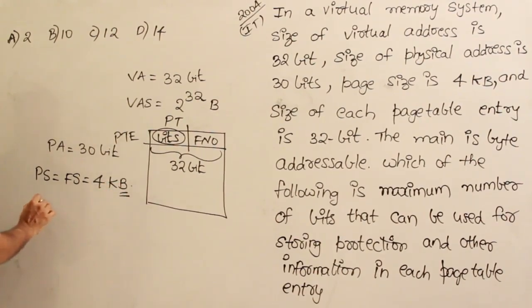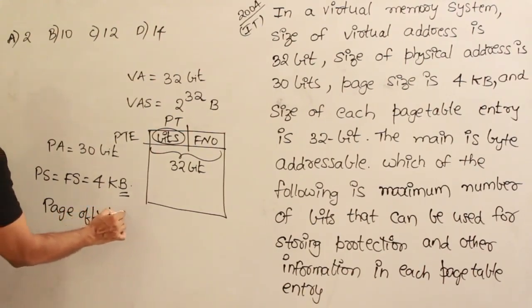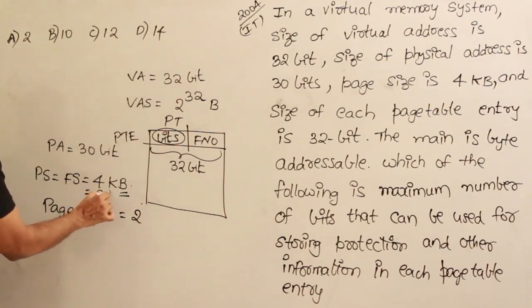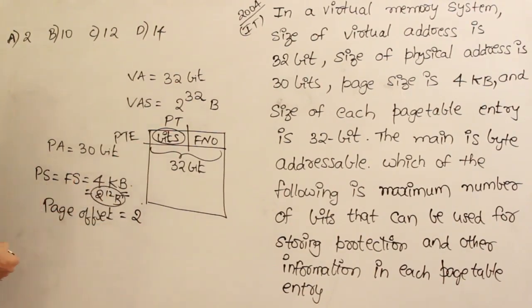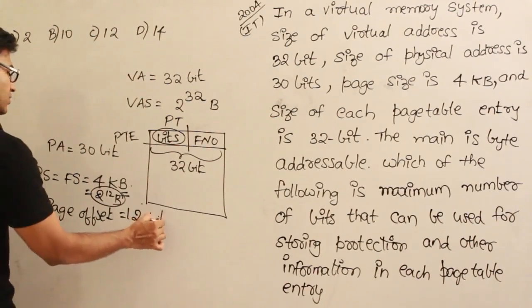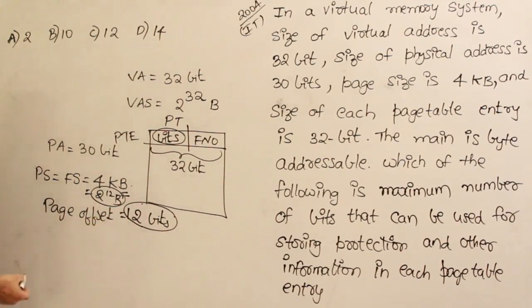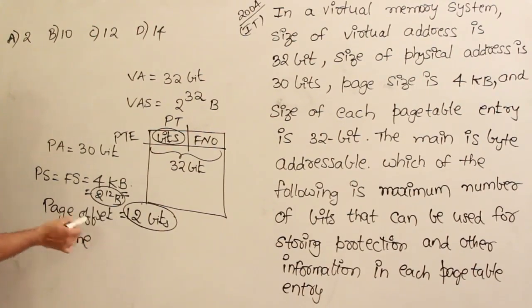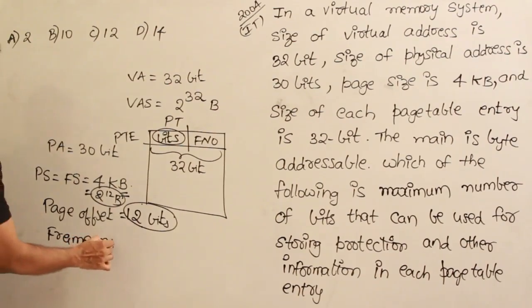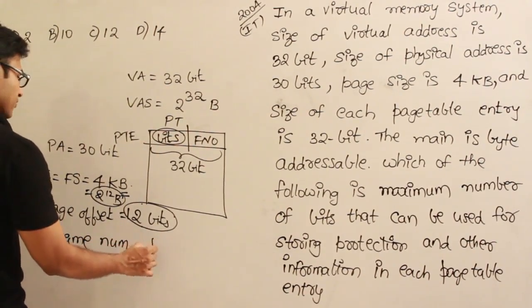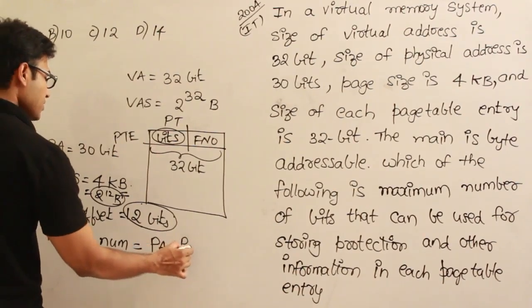Therefore, what is the number of bits used for the page offset? Since the page size is 2 power 12 bytes, it is 12 bits. So 12 bits are used as the page offset. Page offset or frame offset, both are the same. Then how many bits are used for the frame number? Frame number is equal to physical address minus page offset.